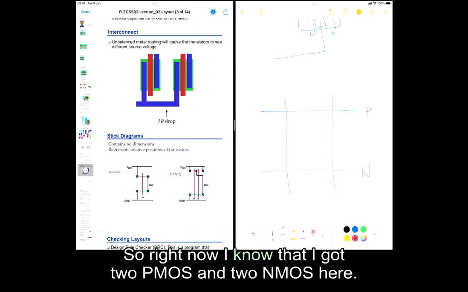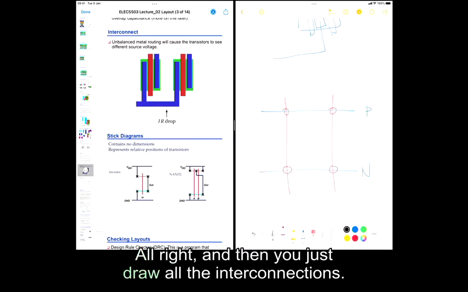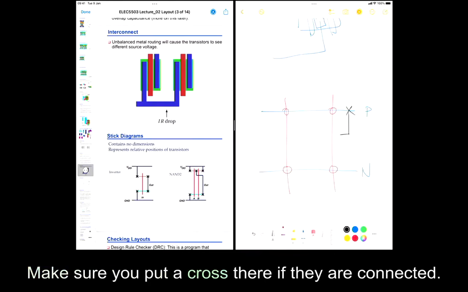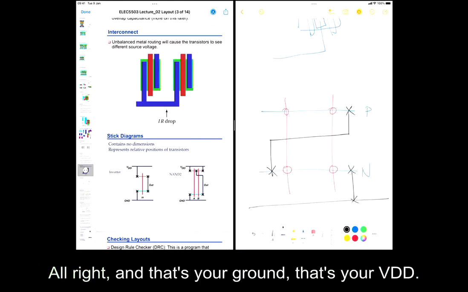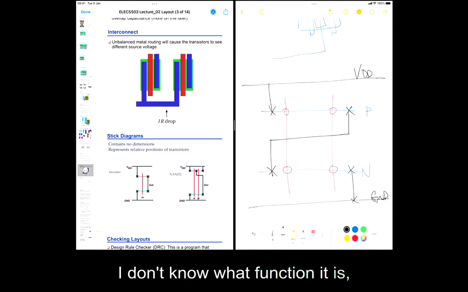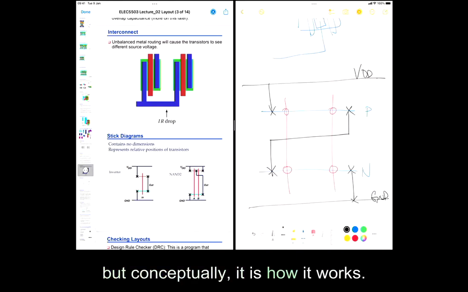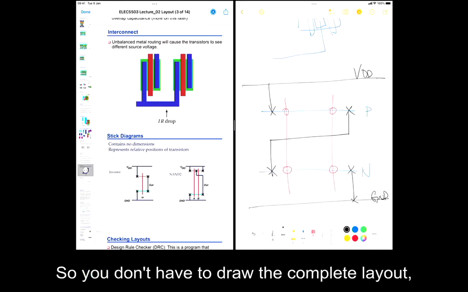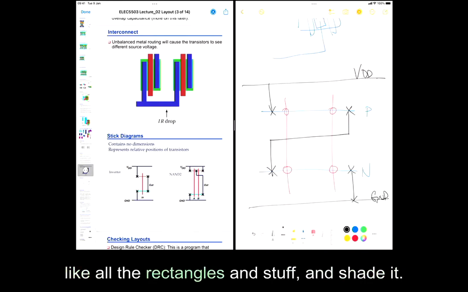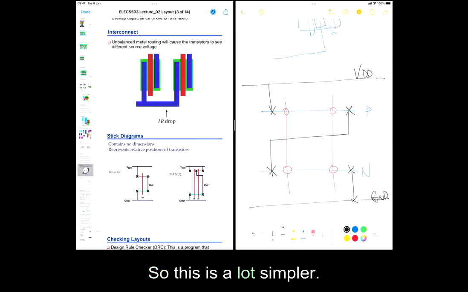So right now, I know that I got two PMOS and two NMOS here, all right? And then you just draw all the interconnections. Make sure you put a cross there if they are connected. And that's your ground, that's your VDD. I don't know what function it is, but conceptually, it is how it works. So you don't have to draw the complete layout, like all the rectangles and shading. This is a lot simpler.